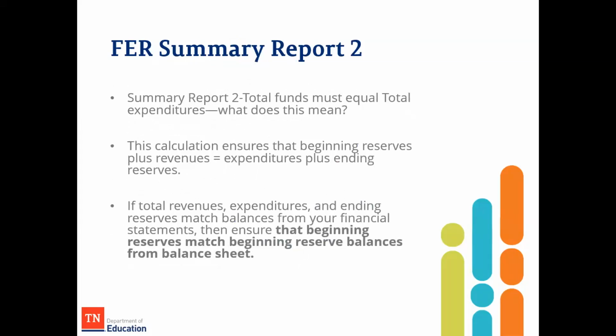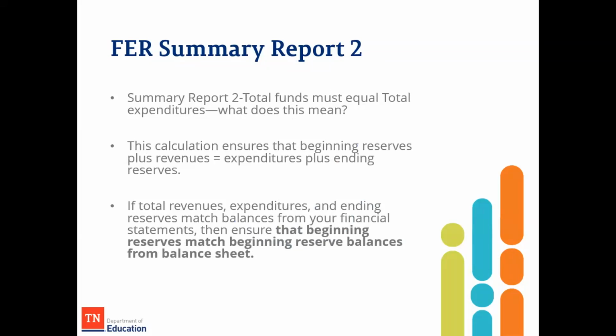Now we're going to move on to FER Summary Report 2. What does FER Summary Report 2 mean? It means that your total funds must equal total expenditures. This calculation is going to ensure that your beginning reserves plus revenues are equal to your expenditures and end-of-year reserves. Again, we've got the beginning reserves plus our revenues, and then we've got our expenditures plus our ending reserves. They have to equal each other and balance in order for your summary report to balance.